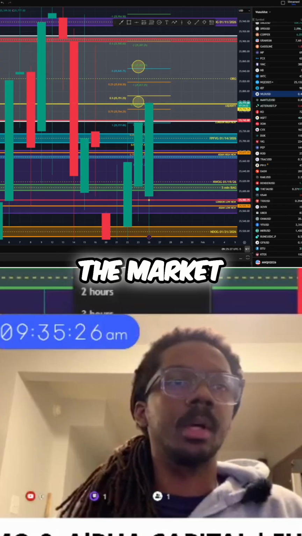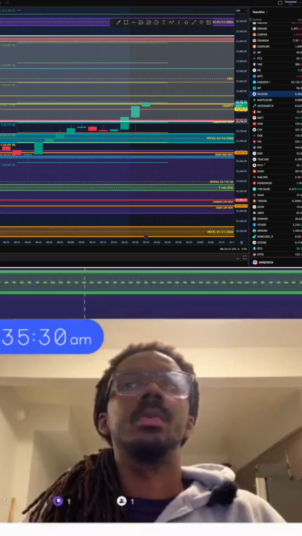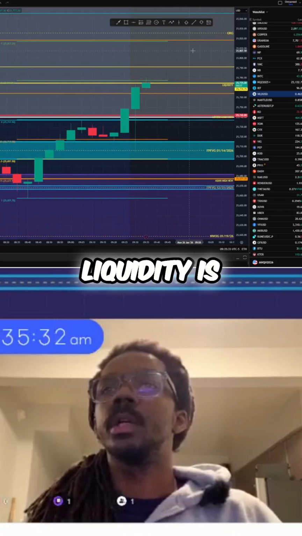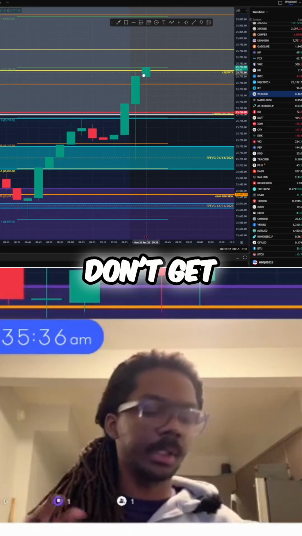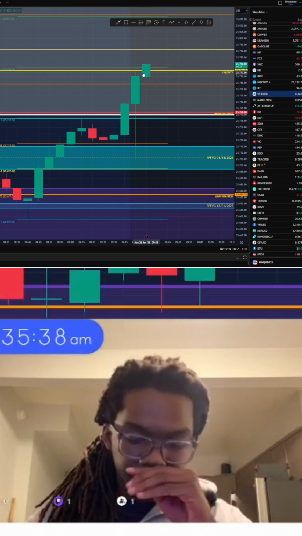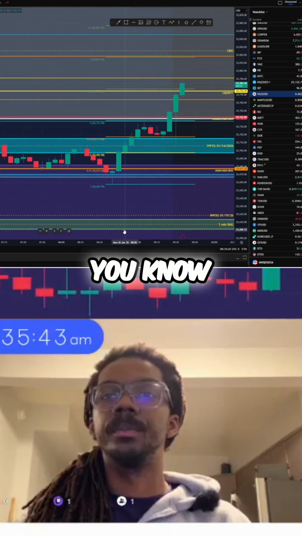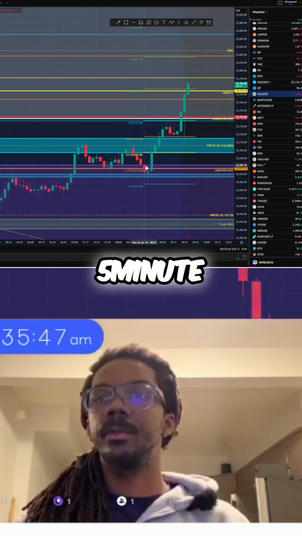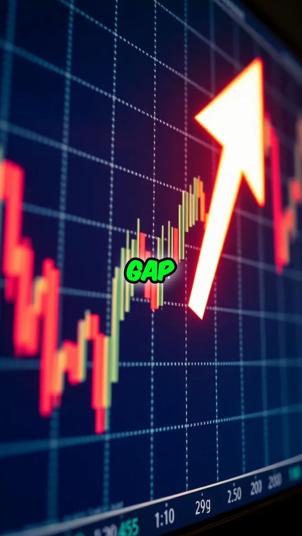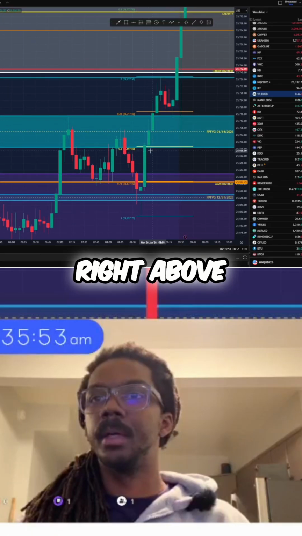So we know where the market is going, and we know where liquidity is. The only thing now is getting into the trade, right? We want to make sure we don't get faked out. So the price is obviously very bullish right now, because obviously, we swept that liquidity on a 5 minute. This is a breakaway gap, and it's a breakaway gap because notice how price came right above it and kept going.